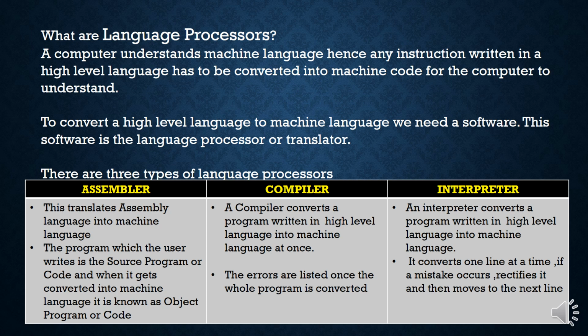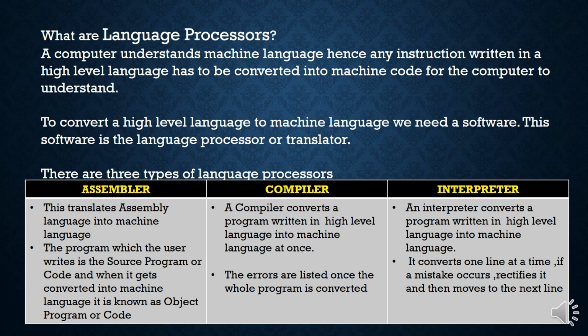So let's see what is an interpreter. An interpreter also converts a program written in a high level language into machine language, but it converts one line at a time. That means it will read the first line of the program, and if it finds a mistake, it will display the mistake and ask the user to rectify it. Once the user rectifies the mistake, only then it will move to the next line. If the mistake is not rectified, it will not move to the next line.